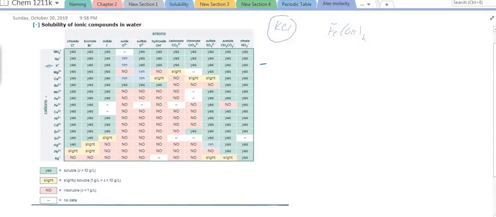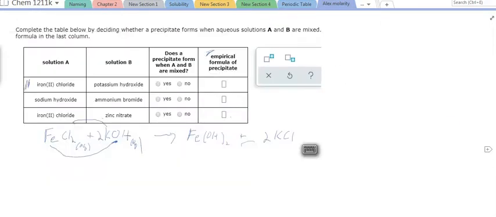Now let's go find the iron 2. Iron 2 is right here. If I start going across, I find that when I get to the oxide, or the sulfide, or the hydroxide, it is not soluble. So this will form a precipitate. If I go back to my problem, the iron hydroxide does form a solid, while the potassium chloride is aqueous. So if I was to write the empirical formula for that, I would write Fe(OH)2.